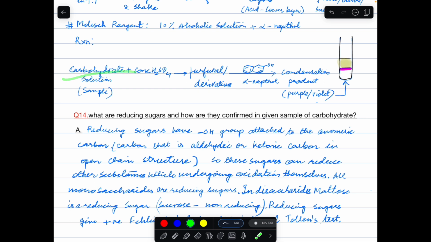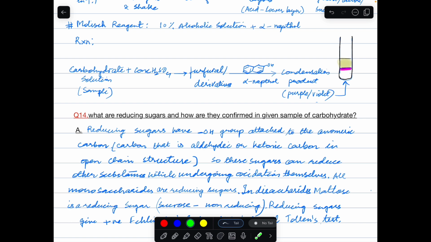Okay, so this furfural or its derivative will react with alpha naphthol. This is alpha naphthol. Remember the formula of alpha naphthol, two benzene rings are fused and there is one alcoholic group, that is a phenolic group, on one of the rings. Now this alpha naphthol will react with this furfural or its derivative to give a condensation product which is violet in color. Therefore, we get this violet ring in Molisch test.